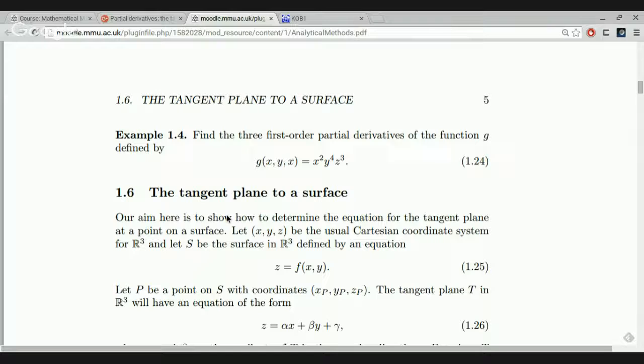Similarly for the y derivative, what we see is a constant, x squared times z cubed. It has a funny form, but it's nevertheless a constant for this purpose. Constant multiplied by y to the power of 4. So that's going to have the derivative 4 times y cubed times the constant value that was there. And finally, dg dz will be 3 x squared y to the power of 4 z squared. Now that example is fairly straightforward. It's just a single polynomial term.